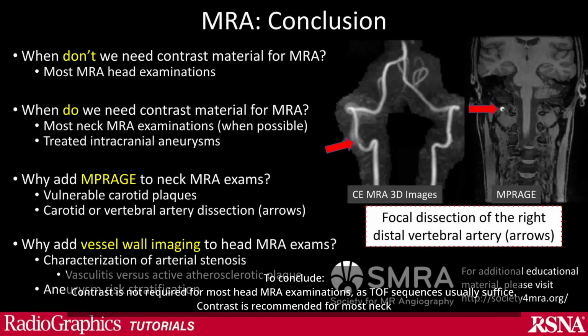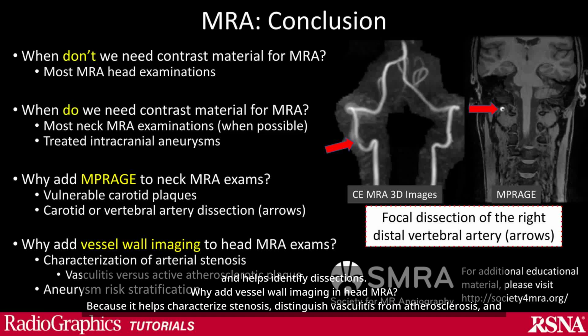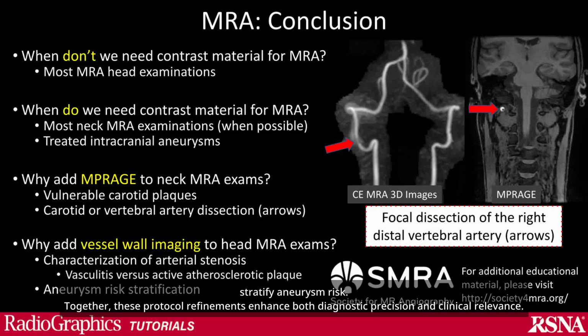To conclude, contrast is not required for most head MRA examinations, as TOF sequences usually suffice. Contrast is recommended for most neck MRA studies, when feasible, and for evaluating treated intracranial aneurysms. Why include MPRAGE in neck imaging? Because it detects vulnerable carotid plaques and helps identify dissections. Why add vessel wall imaging in head MRA? Because it helps characterize stenosis, distinguish vasculitis from atherosclerosis, and stratify aneurysm risk. Together, these protocol refinements enhance both diagnostic precision and clinical relevance.